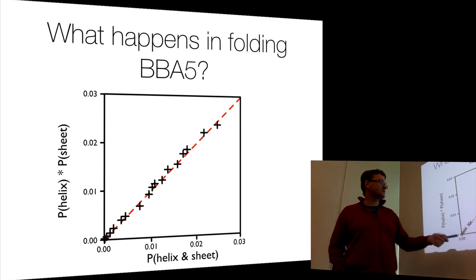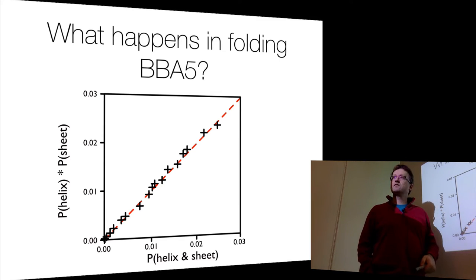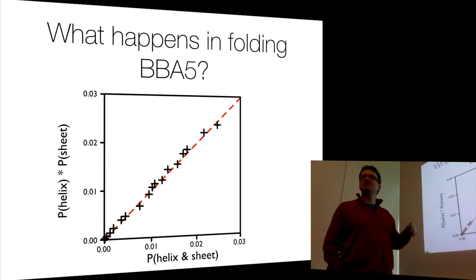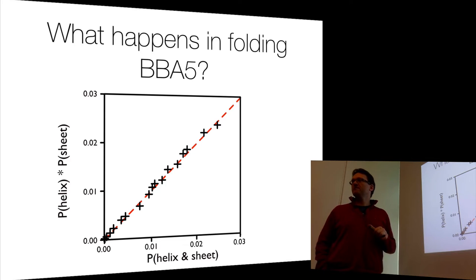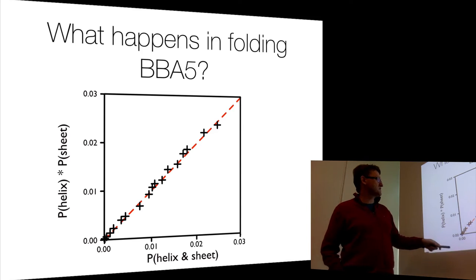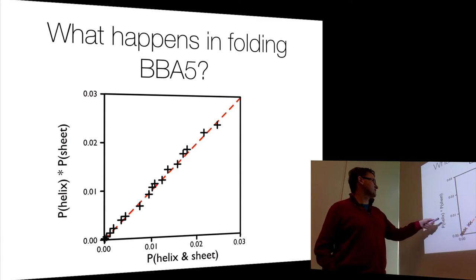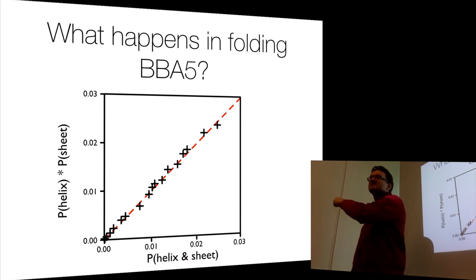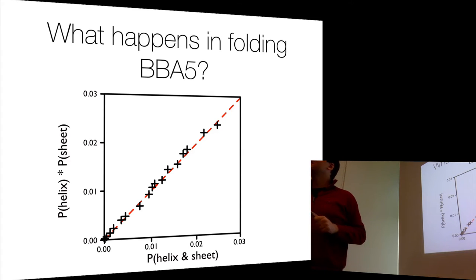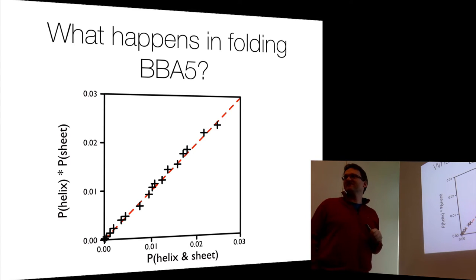Because if they depended on the other, this probability would be more complicated than just the product of the individual probabilities, right? Because the probability of the helix and sheet is equal to the probability of having the helix multiplied by the probability of having the sheet. And this tells you something about the folding models. So what type of folding model is this?